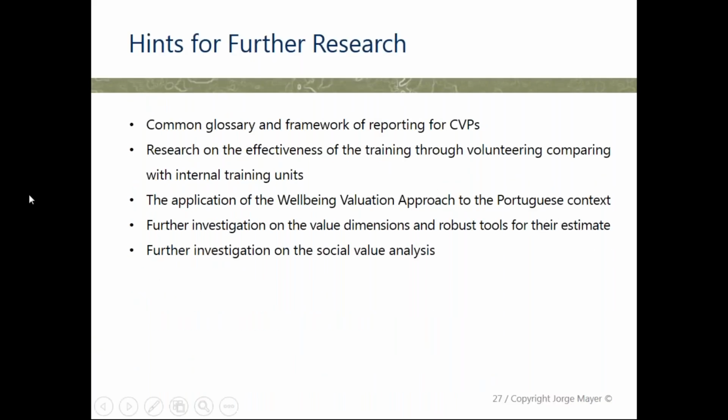So for the future, it would be important to have a glossary and framework for reporting corporate volunteering and certification, so that we're all talking the same language. Some research on the effectiveness of the training through volunteering, comparing it with the training through internal training units, would be very important, because EDP just for skills development of leadership and communication has €1 million per year, which is a lot more than what it invests in corporate volunteering.